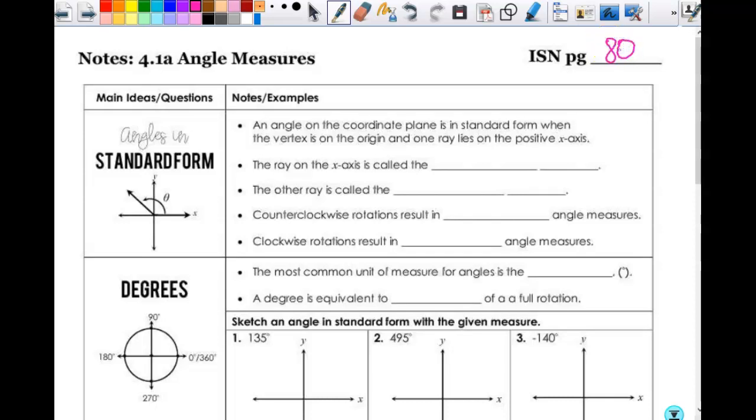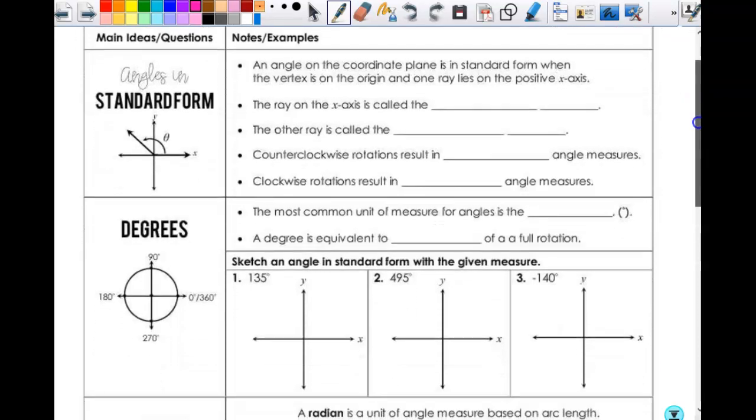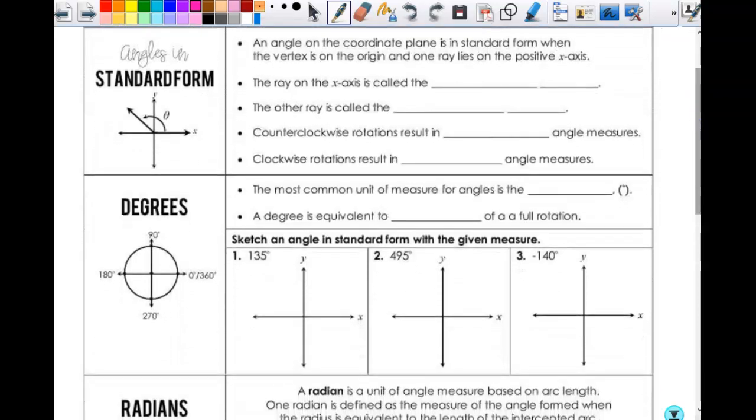Okay, so we're going to look at angles in the coordinate plane. This part should definitely be a review from geometry. An angle on the coordinate plane in standard form, or standard position, is when the vertex is on the origin and one ray lies on the positive x-axis. So this angle over here is in standard position. I have one ray on the positive x-axis. The vertex is at the origin. Then we have the other ray that is wherever it is to make the angle, okay? That's in standard position, your angle on the coordinate plane, okay?